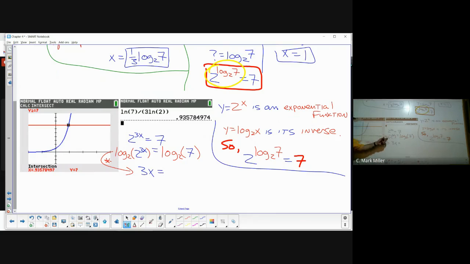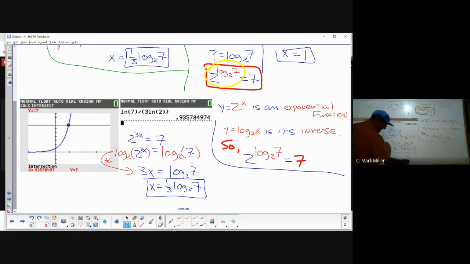Because log base 2 and 2 to the x are inverses, they undo each other and give you the 3x. And this equals log base 2 of 7. And you wind up with the same answer. x is 1/3 log base 2 of 7. This is an encore solution.